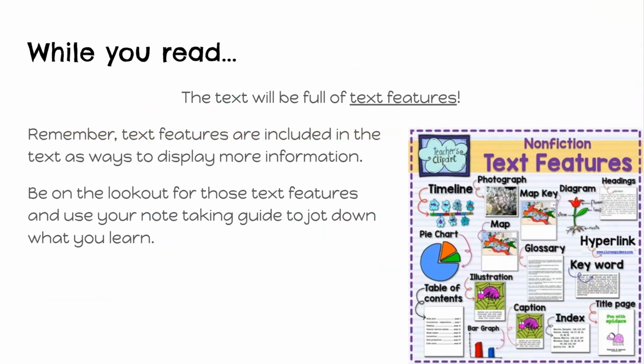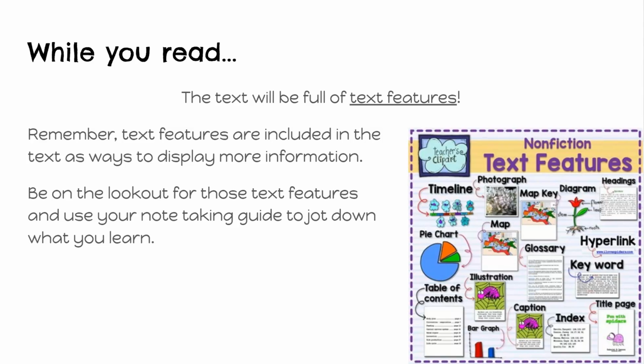So today, as you are reading, you will see that your text is full of different text features. And so remember that those text features are included by our authors as a way to display more information. A text feature could be a timeline or a photograph. We could have charts and graphs. There could be different captions with our pictures. All of those text features are full of more information, and if we skipped over them, we would be missing out on a lot of different important key facts.